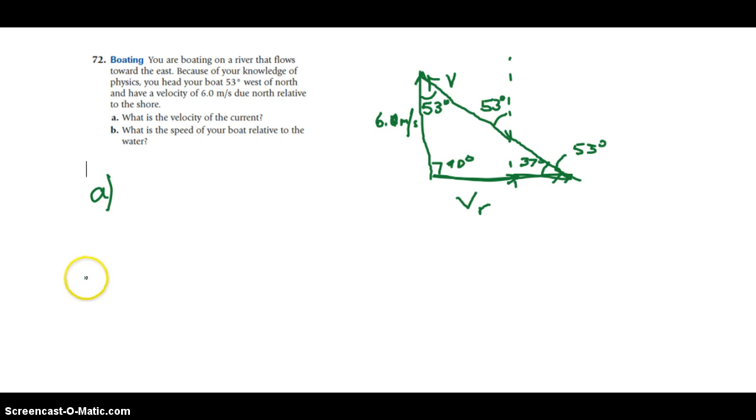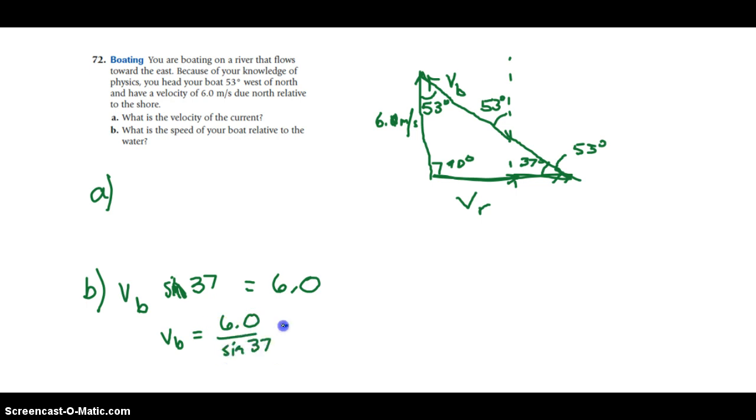pieces. I'm actually going to cheat here and find the speed of the boat relative to the water first, because I know my hypotenuse over here, the boat speed times the sine of the angle 37, and you can use any sort of trig geometry that you're familiar with, but I know that that's going to equal 6.0. So my boat's velocity is 6.0 over the sine of 37, or 10 meters per second, sorry.